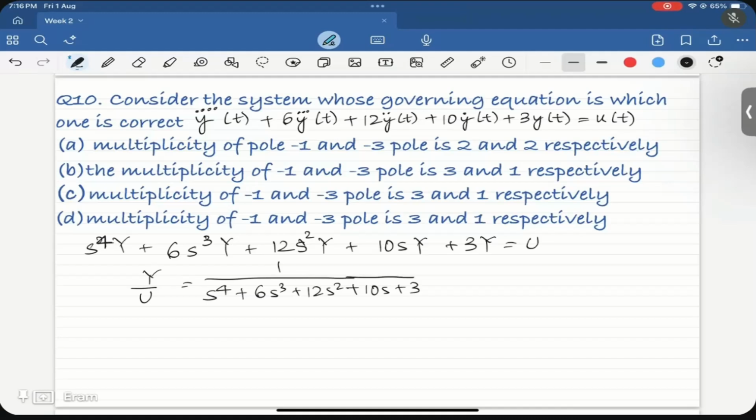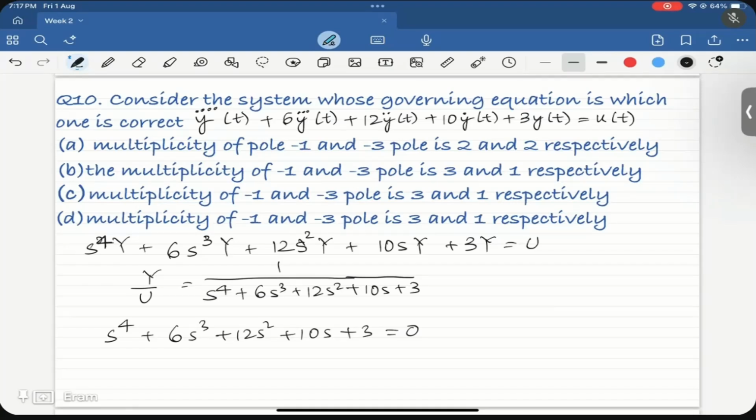Okay, so to find the poles, we have to set this equal to 0, right? By looking at this polynomial, it may not be easy to find the roots of this polynomial. So we will take the help of what is given in the question. It is given that the poles must be -1 and -3. So we will factorize it on that basis.